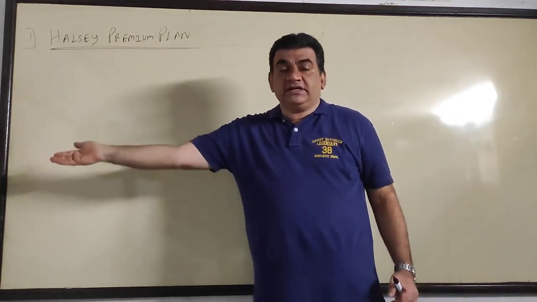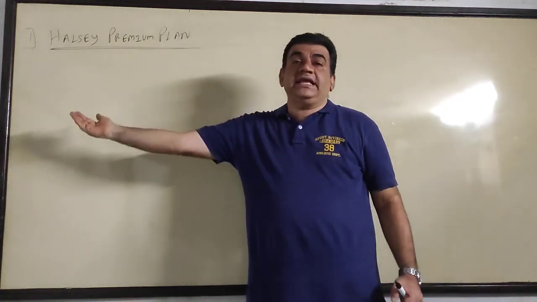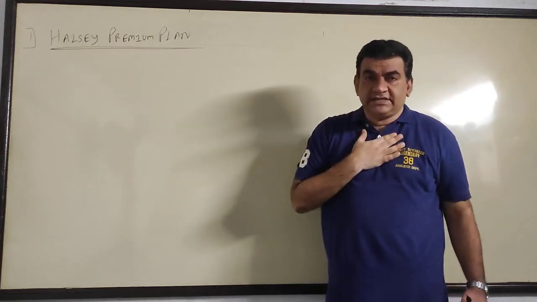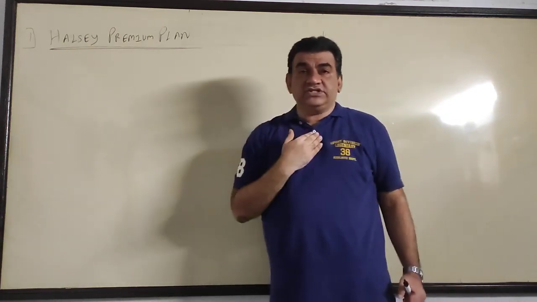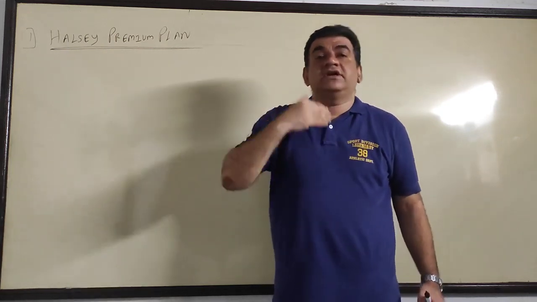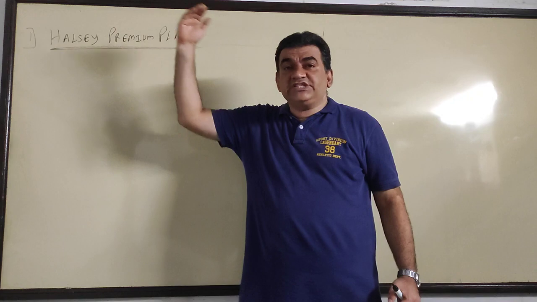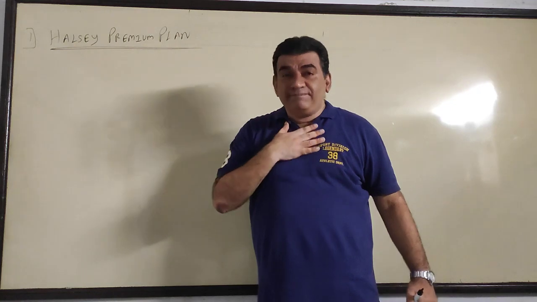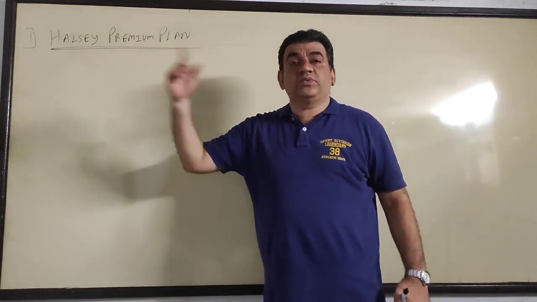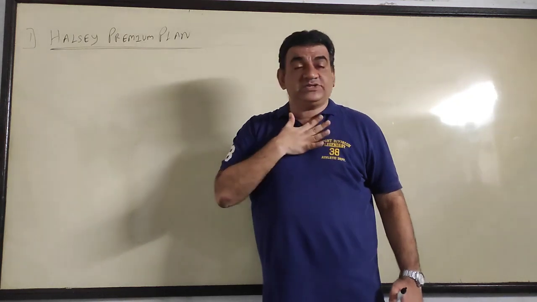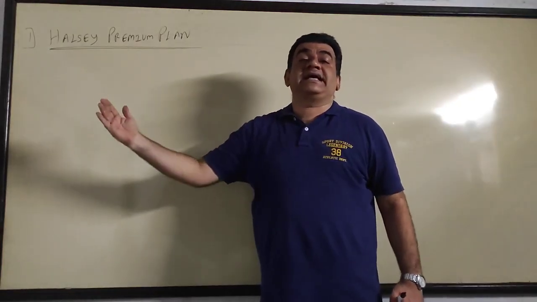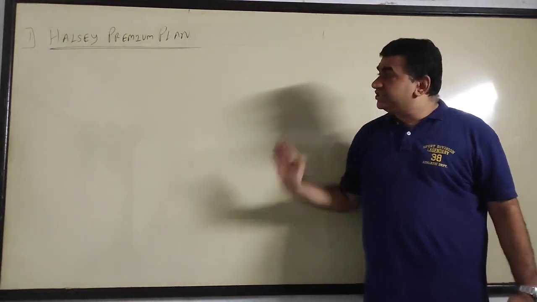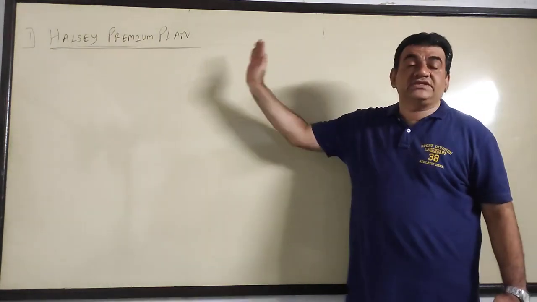Whatever you are going to pay to the worker is your cost, and for the worker it is income. Like in the FYBAF basics, if you buy goods, for you it is a purchase. You will purchase goods when somebody is selling. So sales for one person becomes purchase for the opposite person. So if I pay wages to the worker, for me it is an expense, and for the worker it is an income. So right now, initially I am discussing the first plan, that is Halsey's premium plan.